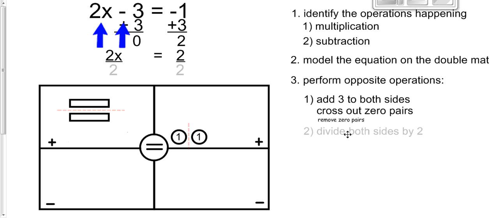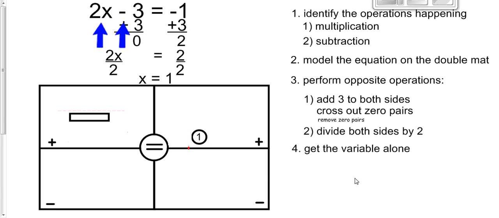The second opposite operation is to divide both sides by 2. So remember, we're going to draw our fraction bar to show division, and we're dividing both sides of the equation by 2. We draw the red dotted line on both sides of the double mat to divide our mat into 2 sections. We find out this time that the value of 1x is 1 positive tile. So we have isolated our variable and found out that x equals 1 when we perform this division. 2 divided by 2 is 1.